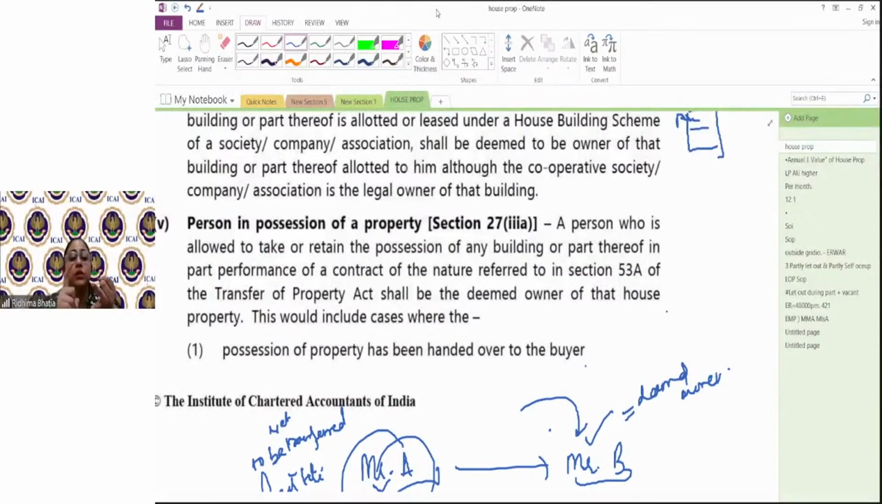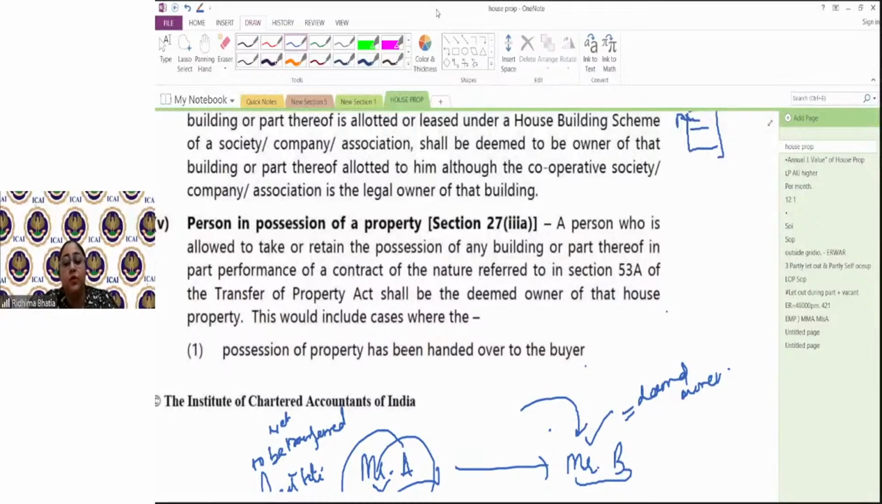There could be co-owners. There could be a property which is let out for part of the year and self-occupied for the rest of the year. There could be a property let out for part of the year and vacant for part of the year. There could be a property held as stock in trade by the builder. In that case, gross annual value would be considered nil for 2 years from the year when the completion certificate is given. After that, gross annual value would be on a notional basis, on expected rent.